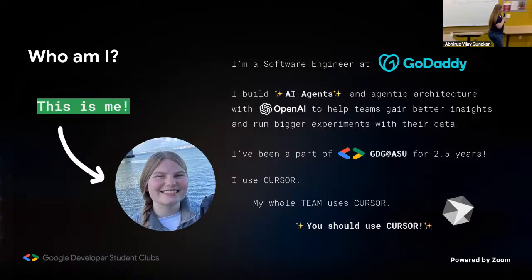This is me. I'm a software engineer at GoDaddy. I build a lot of AI agents and do a lot with agentic architecture. I use OpenAI tools, et cetera. I've been an officer at GDG at ASU for 2 years. I use Cursor. My whole team uses Cursor. You should use Cursor.